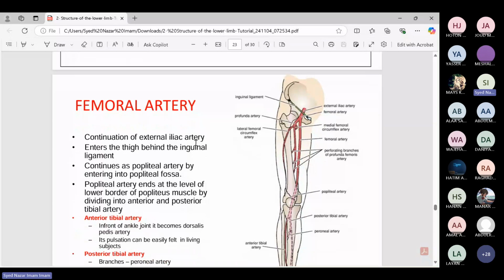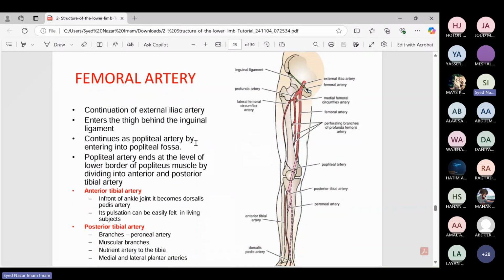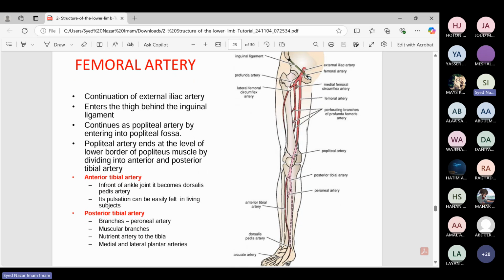Now, what is the major artery in the lower limb? It is the femoral artery, which you have already seen in the femoral triangle. This is the continuation of the external iliac artery, and you see the course here. It crosses the inguinal ligament, and the external iliac artery becomes the femoral artery, and then we have superficial and deep branches here. It continues as the popliteal artery, and then it divides into the anterior and posterior tibial arteries. The anterior tibial artery becomes the dorsalis pedis artery, and the posterior tibial artery enters into the sole of the foot.